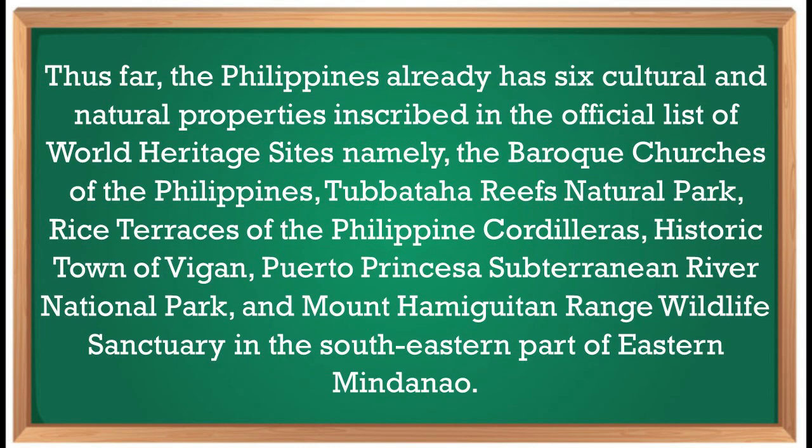Thus far, the Philippines already has 6 cultural and natural properties inscribed in the official list of World Heritage Sites, namely the Baroque Churches of the Philippines, Tubbataha Reefs Natural Park, Rice Terraces of the Philippine Cordilleras, Historic Town of Vigan, Puerto Princesa Subterranean River National Park, and Mount Hamiguitan Range Wildlife Sanctuary in the southeastern part of eastern Mindanao.